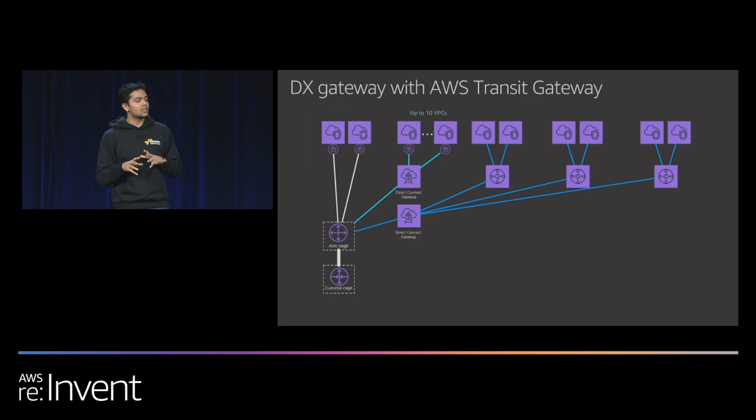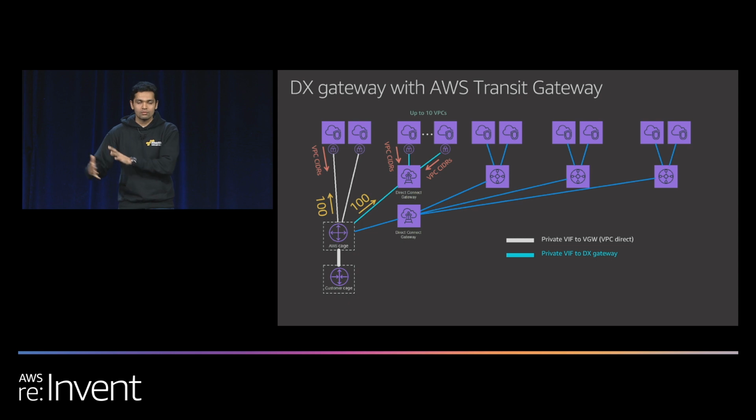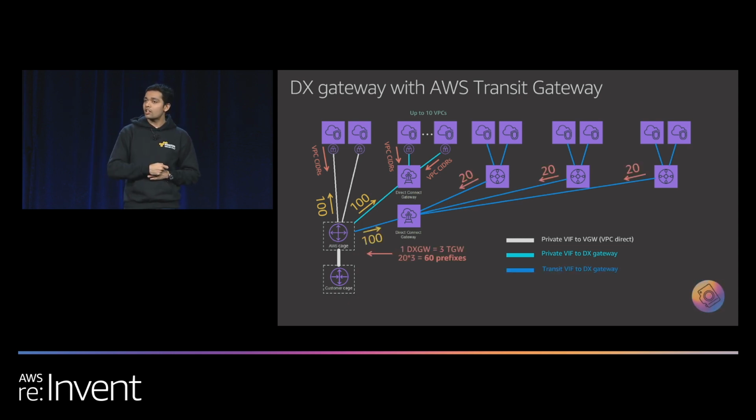Now, from an AWS prefix perspective, how many routes can you advertise and how many can your router receive? In the first model, you can advertise 100 routes to AWS, and you will get individual VPC CIDRs on your private virtual interface. For the second model, you are still limited to 100 routes, and from the AWS side, you will get up to 10 VPC CIDRs. And in the third model, you are still limited to 100 routes to be advertised, but each transit gateway can advertise 20 prefixes to the Direct Connect gateway. And since you can attach 3 of those to a Direct Connect gateway, in total, you can get 60 routes back to your on-premises.